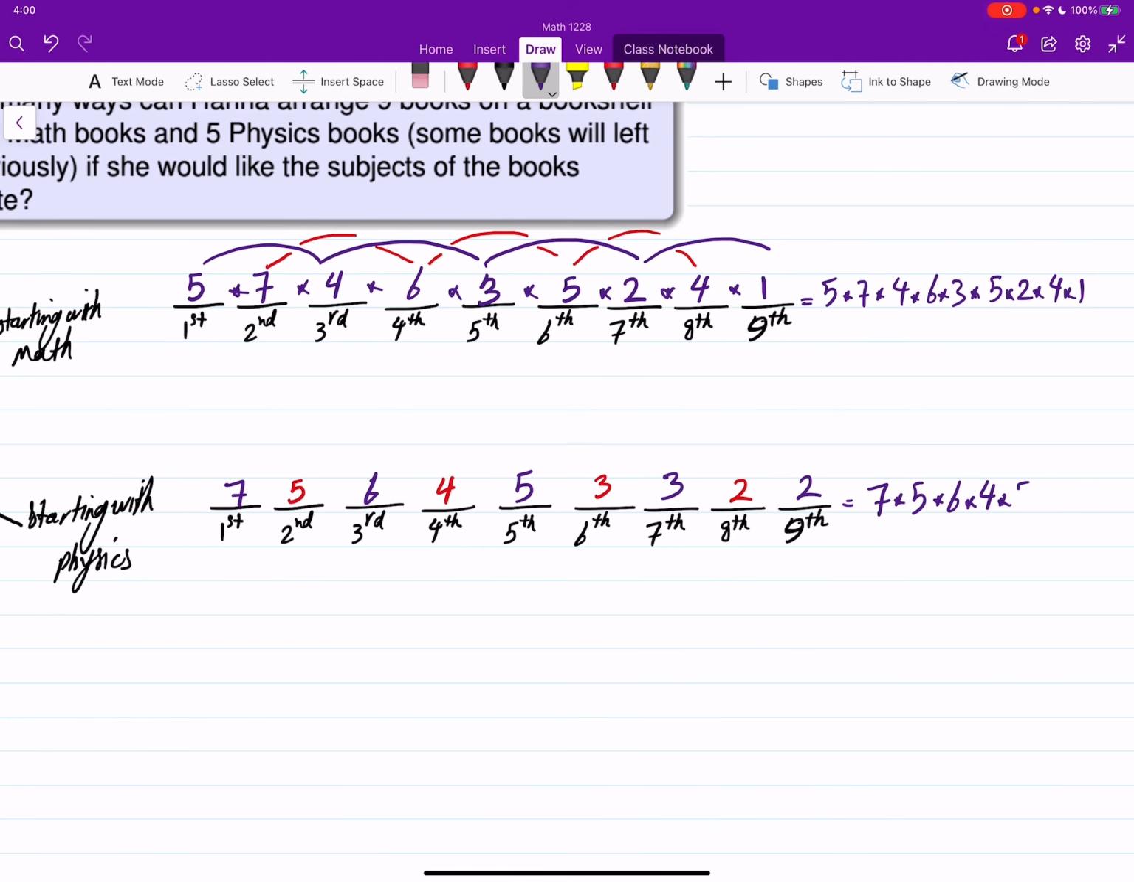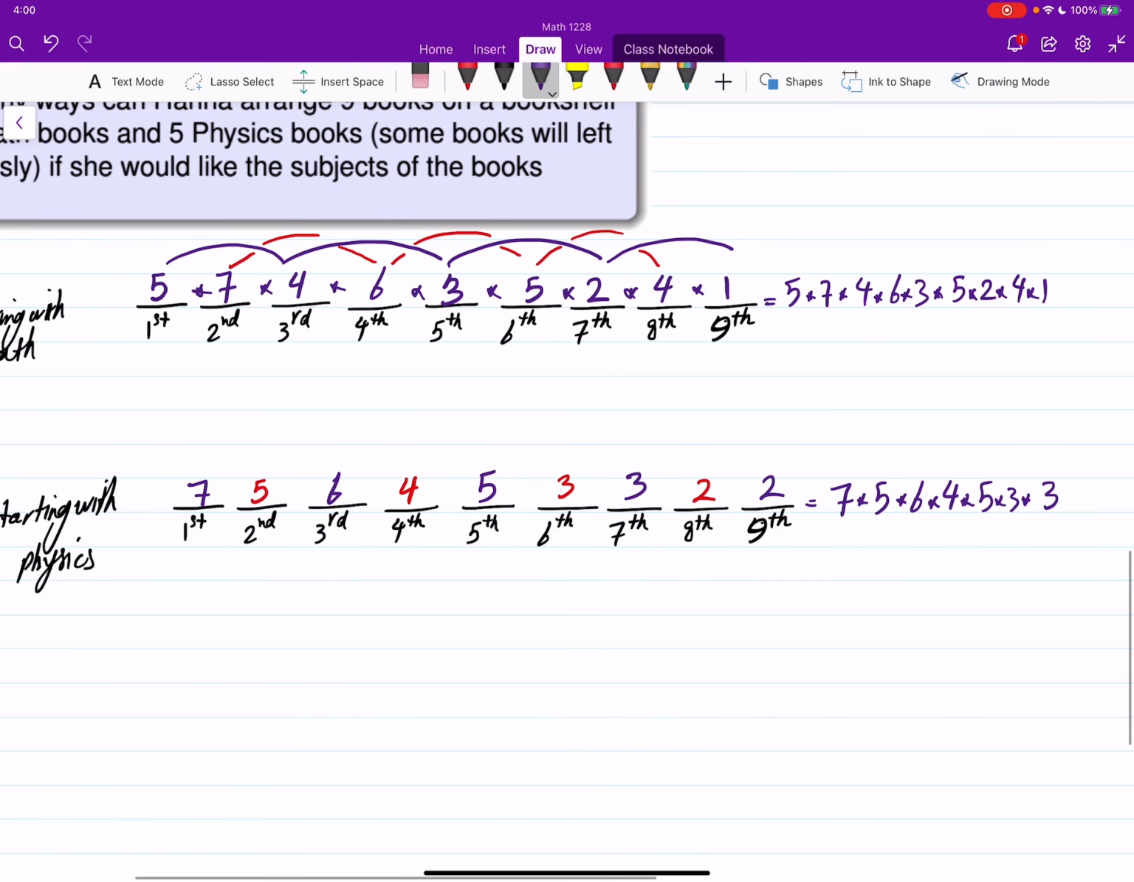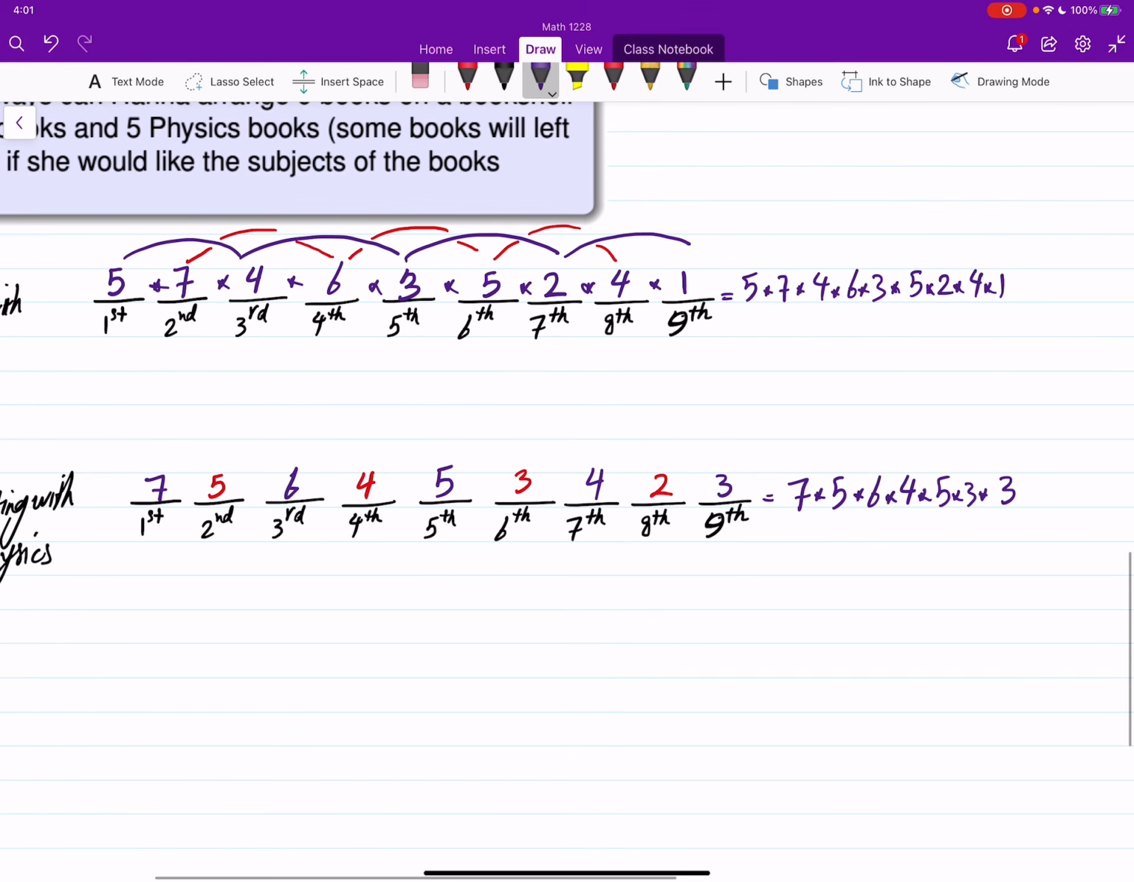4 times 5 times 3 times 3, and then times, this is strange, I missed something here. Yes, I can see now. This must be 4, then 3. Oh, this is much better. Yes, 7, 6, 5, 4, and 3. And then this will be 4, and then this will be 2, and then that will be 3. And this is a huge number.